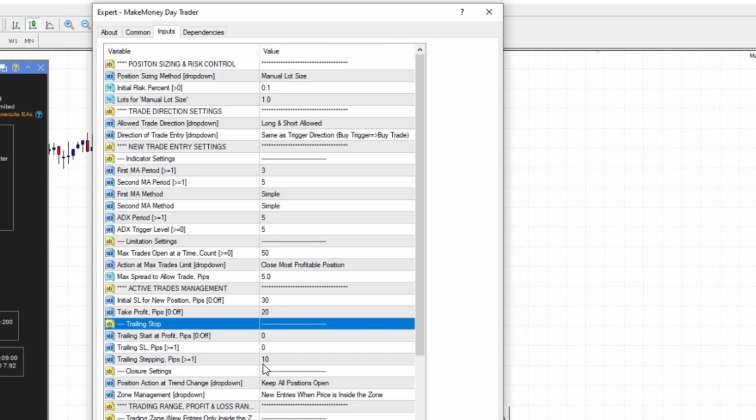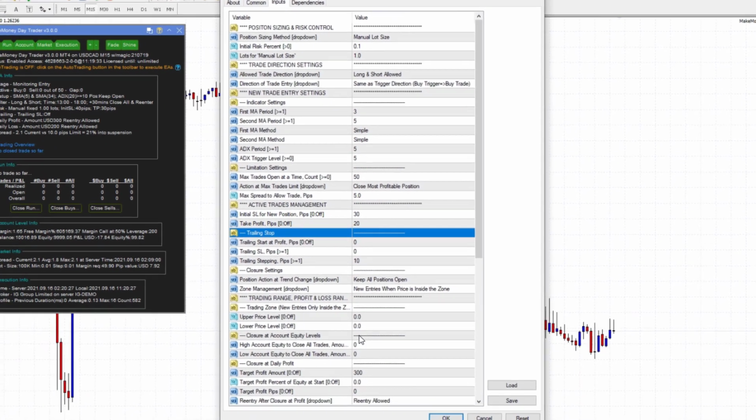Trailing stops, I don't need to use the trailing stop for day trading. Position when the trend changes, I just say keep all the positions open. I don't want to close them when the trend changes. We're not using the zone, so that's out.